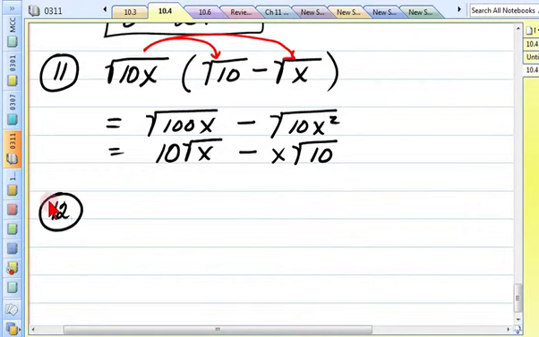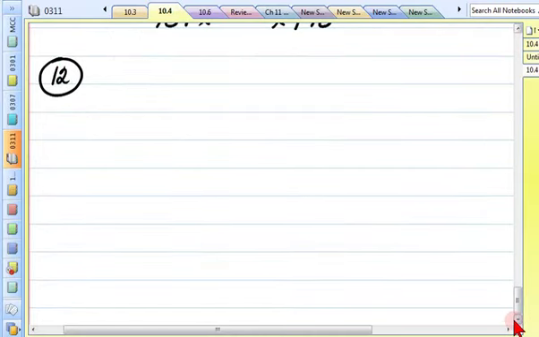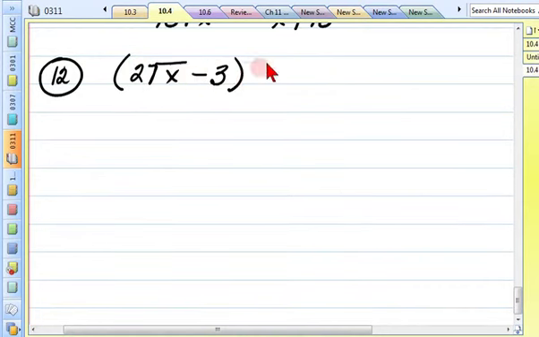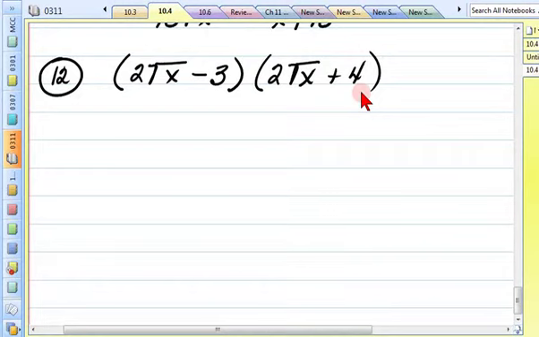Let's look at number 12. I have parentheses, 2 times the square root of x minus 3 times 2 times the square root of x plus 4. What technique of multiplication am I going to use? FOIL. Going to use FOIL again. And if you want to, we can write it all out. You may need to and you may not need to.